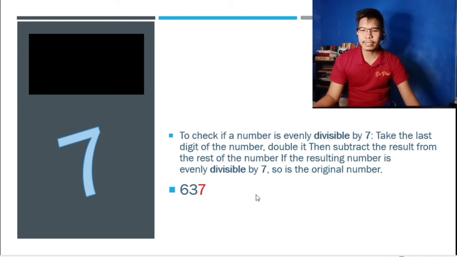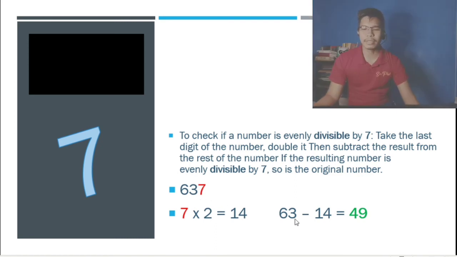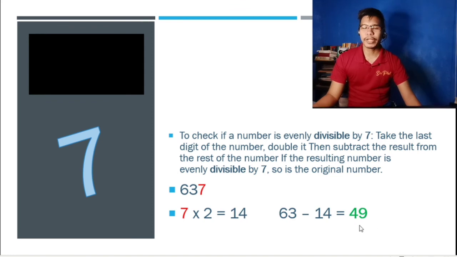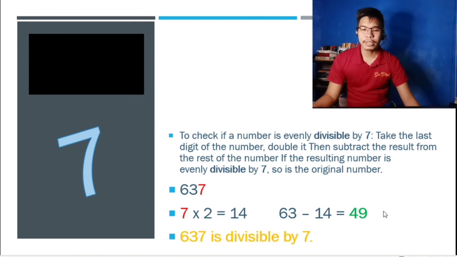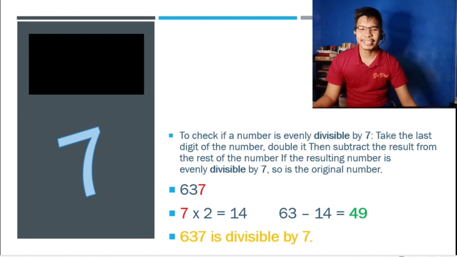So we take 7 again and then multiply it by 2. That is 14. And then subtract 14 from the remaining number, which is 63. 63 minus 14 is equal to 49. Obviously, 49 is divisible by 7. So therefore, 637 is divisible by 7.